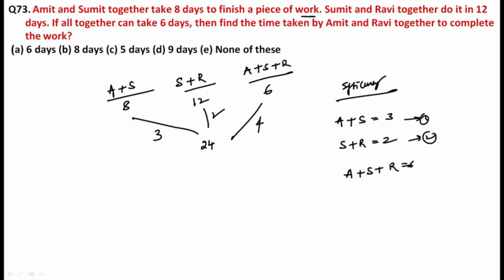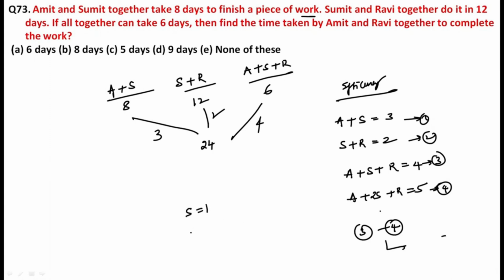Now, you just take equations. For understanding purposes only, I use these equations. Now you can add 1 and 2. Now you get A plus 2S plus R is equal to 5. Now you can subtract the values, guys. If you subtract the values of equation 3 and 4, no need to write all these things, you just observe that. Now you get Sumit's efficiency: Sumit's efficiency is equal to 1 unit. If S is equal to 1, definitely Amit is 2 units. Now, S is equal to 1, then R is equal to 1. Now you get the efficiency individually.